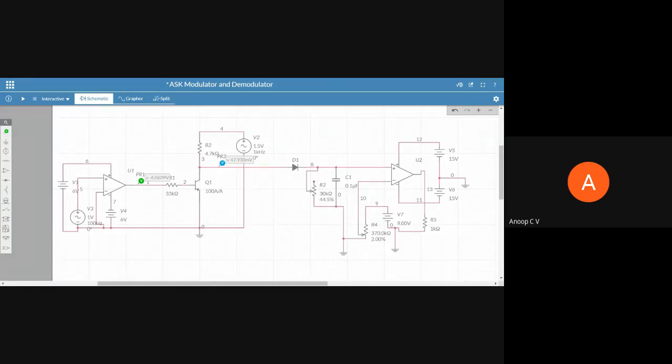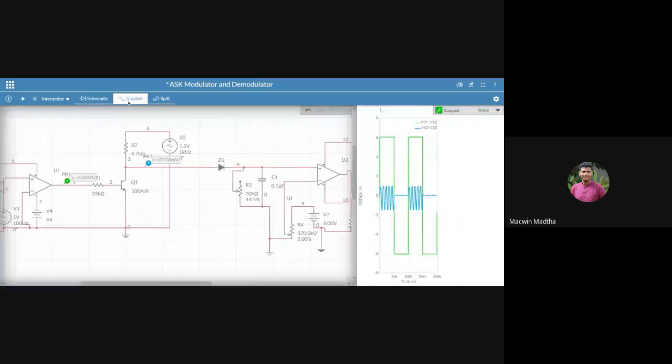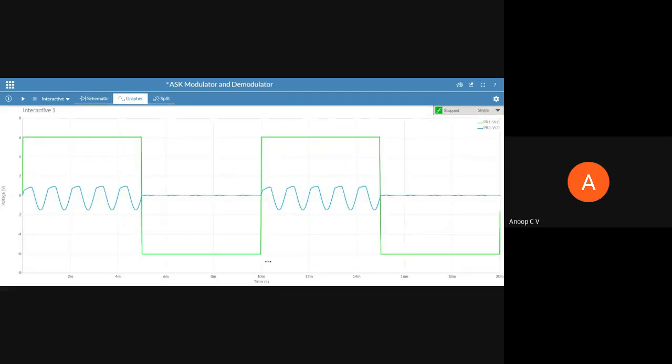Macwin has unmuted. Macwin, could you please explain how this envelope detector works? You can see the circuit. Envelope detector, as I told, is nothing but a diode followed by an RC section. How does it work? It's like charging and discharging operations, sir. Yes, it's charging and discharging operation, of course.